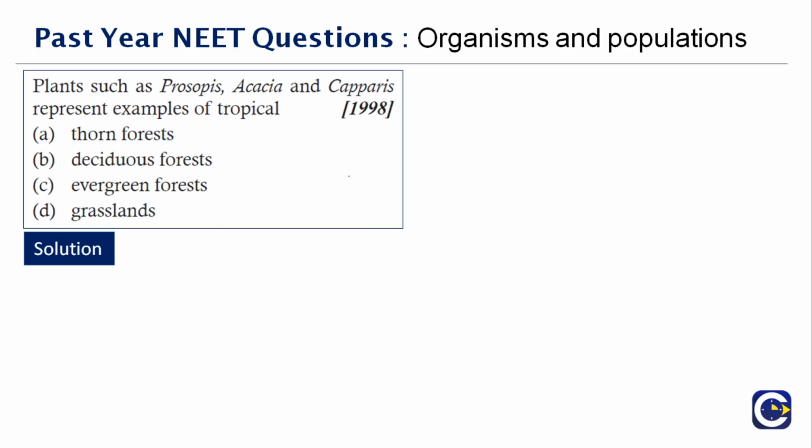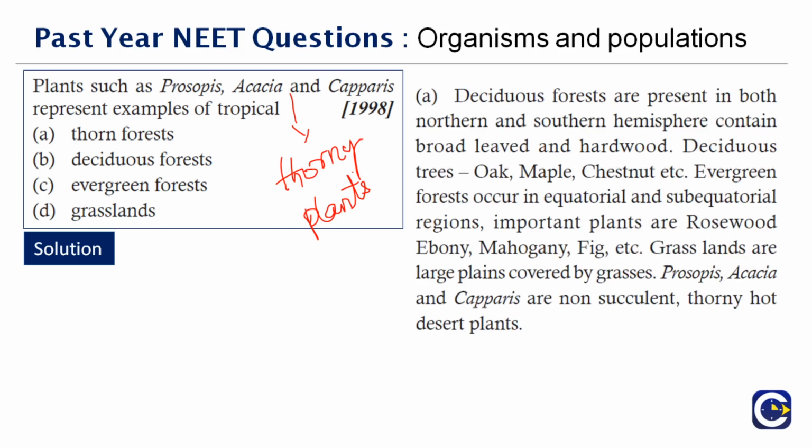But if you see all that is mentioned here in the question, Prosopis, Acacia, Capparis, all these are actually thorny plants. Now I think you will know what the answer is. Plants such as Prosopis, Acacia, and Capparis represent the examples of the tropical thorn forests. Therefore, the right answer to this question is option A.